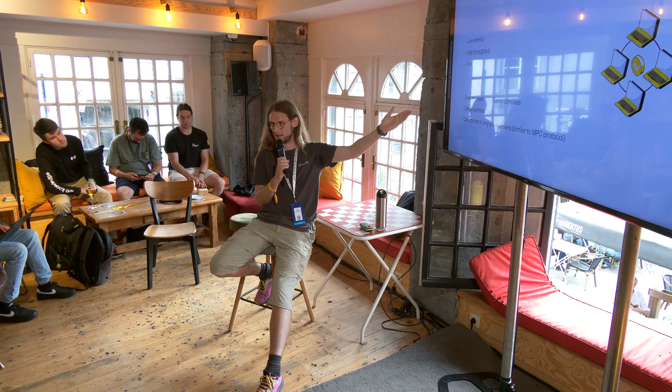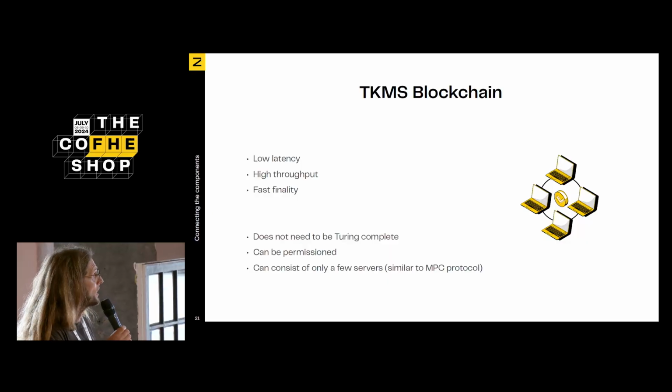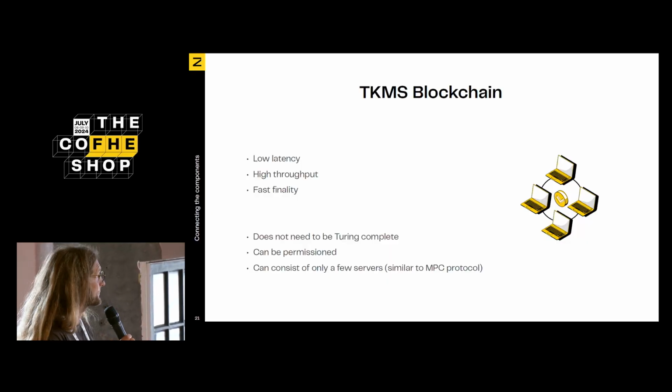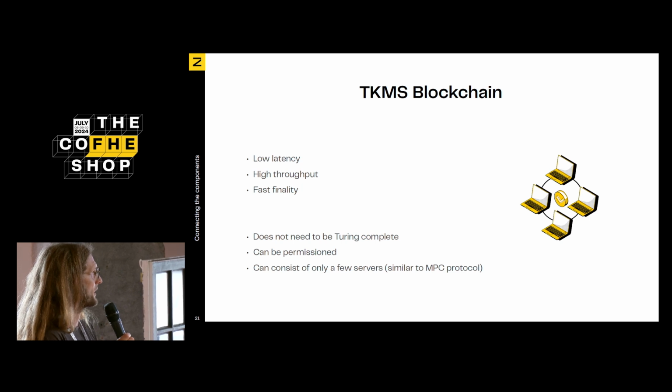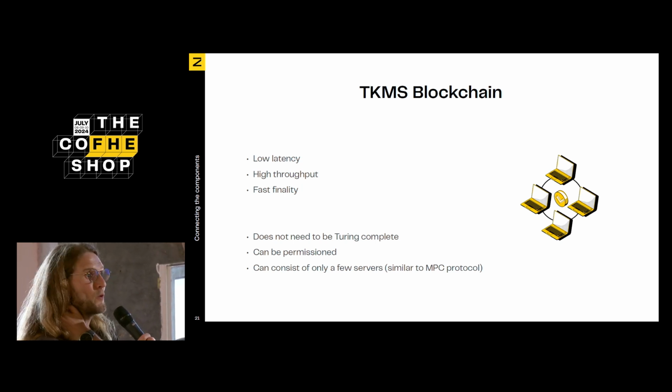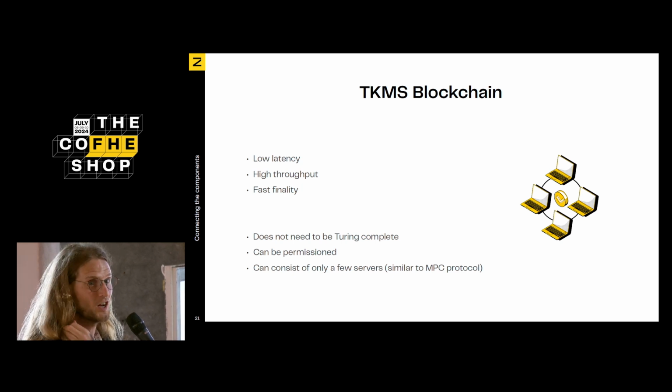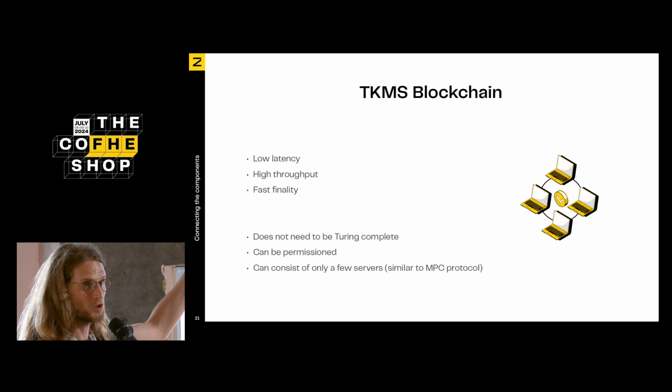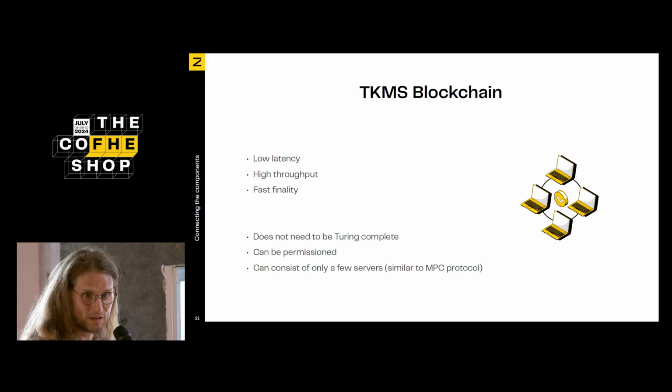However, we also have some constraints, right? Because this needs to integrate with an EVM. We really need this to work with a low latency. We need to work with a high throughput since we want to support multiple chains. And also, we need fast finality. However, we don't necessarily need everything to be Turing complete. We can actually do this in a permissioned manner, since we already need to trust the MPC servers. So we're already in a setting where we don't allow basically everyone in the world to join a huge protocol, but the set is a small amount of somewhat, not completely trusted, of course, but somewhat trusted servers.